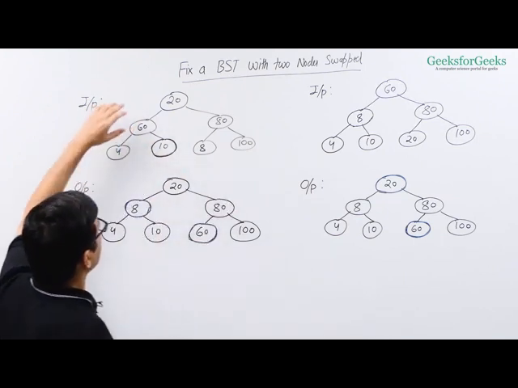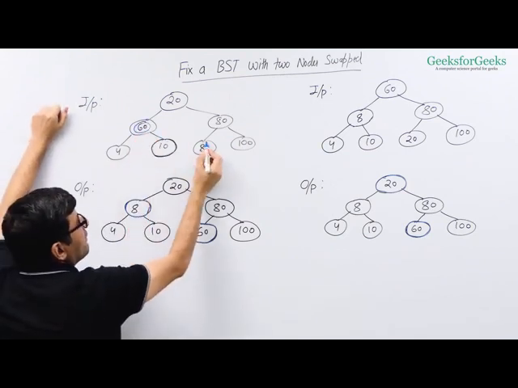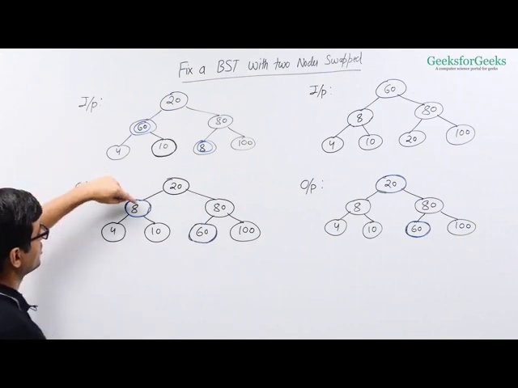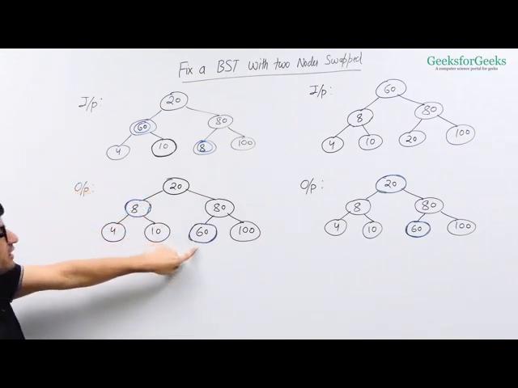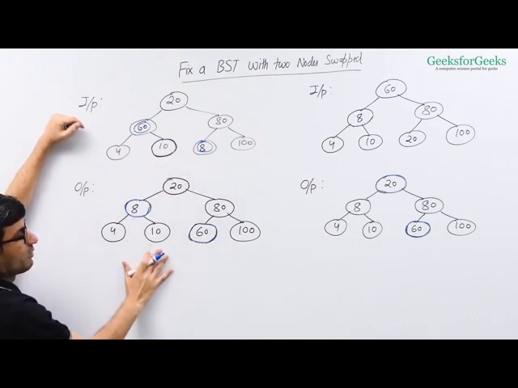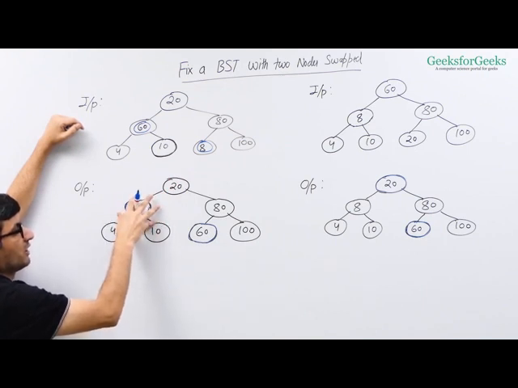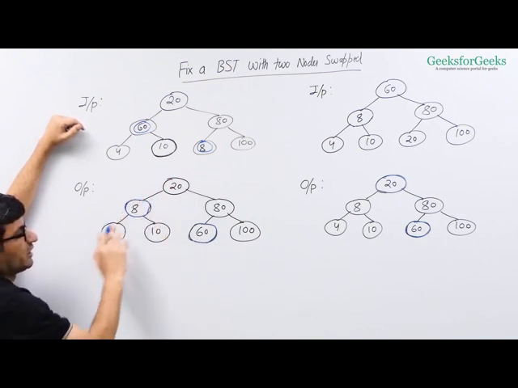Let's see this example. In this example, if I swap 60 and 8, I will get the correct BST. So my output should be 8 and 60. You can notice after swapping these two, all BST properties everywhere are satisfied. Everything in left of 20 is small, everything in left of 8 is small, everything on right is greater.